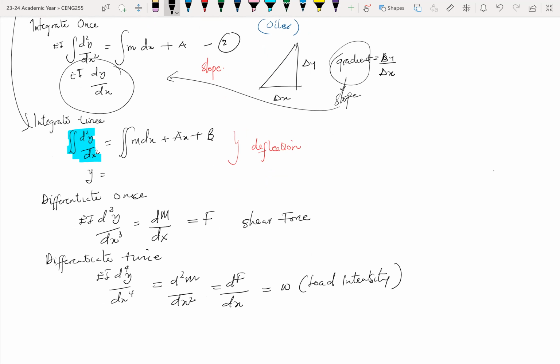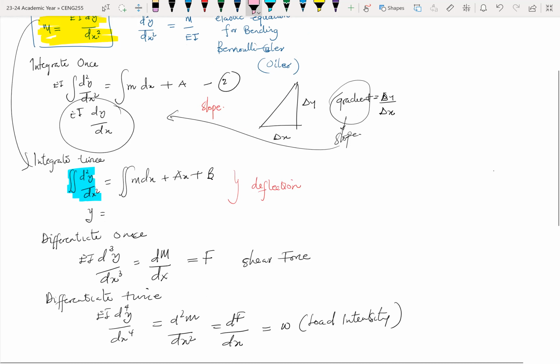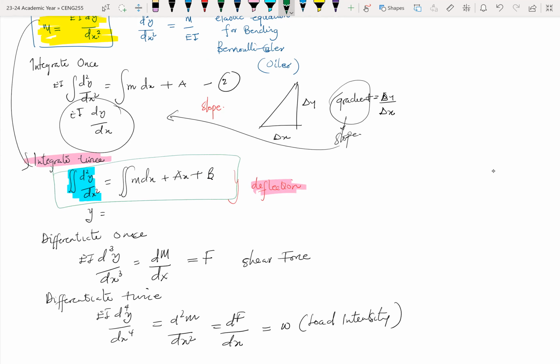What is of interest to us for this particular subtopic is the integration twice, so finding the deflection. This equation here will be very important to us, and in some cases also this equation here. The equations to find the slope and deflection will be critical, because the goal is to find slopes, meaning how much certain points on the beam would rotate, and also by how much they would deflect. So that's the idea.